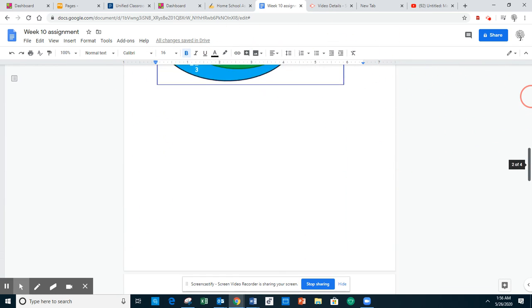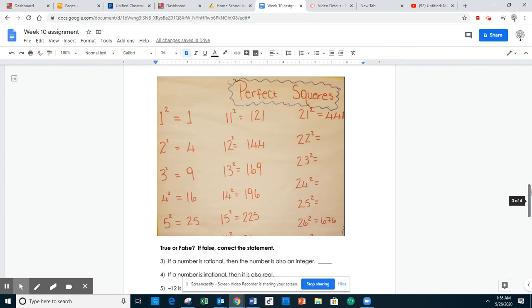There are other irrational numbers, and I will take you to the perfect square chart that was introduced in week 8. If we look at these perfect squares, we see that these numbers here, like 1 and 4 and 9, when I take the square root of these numbers, it gives me a nice integer answer. For instance, the square root of 4 is 2 because 2 times 2 is 4. The square root of 9 is 3 because 3 times 3 is 9.